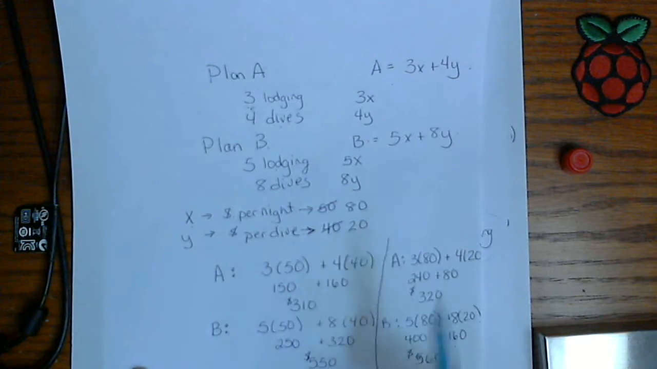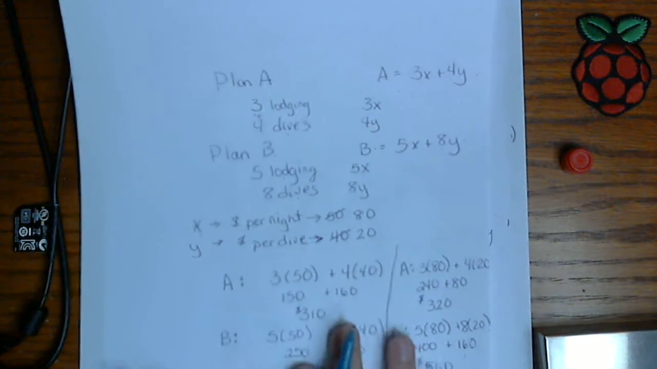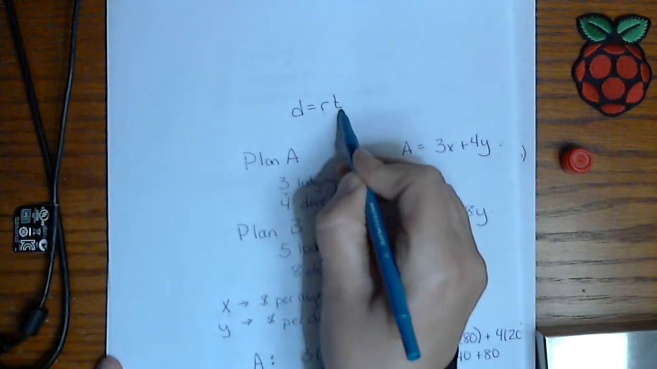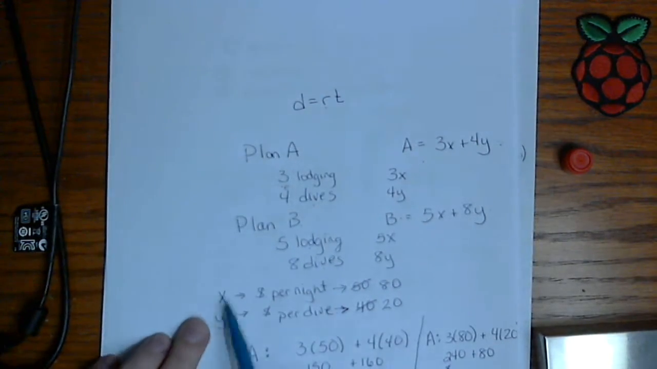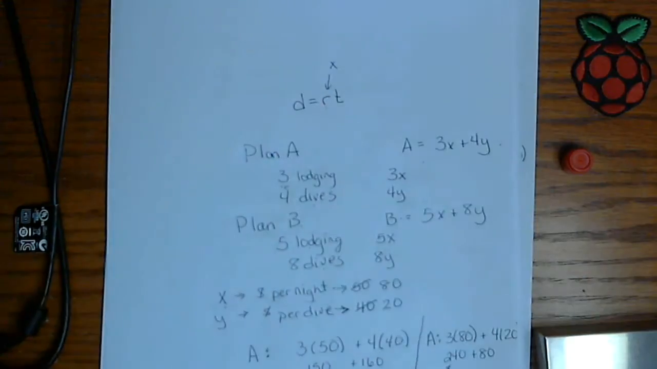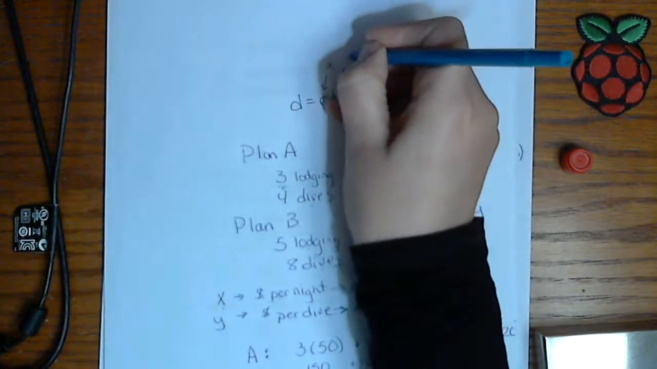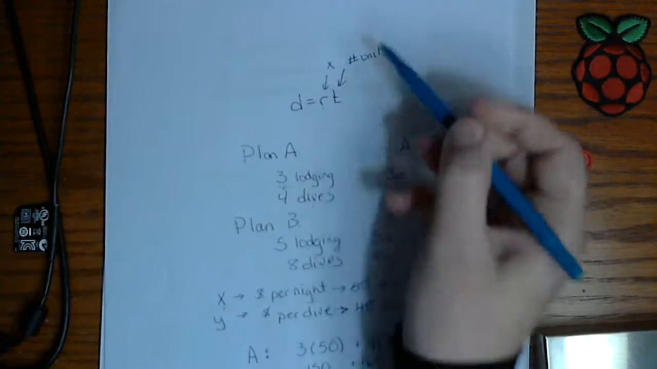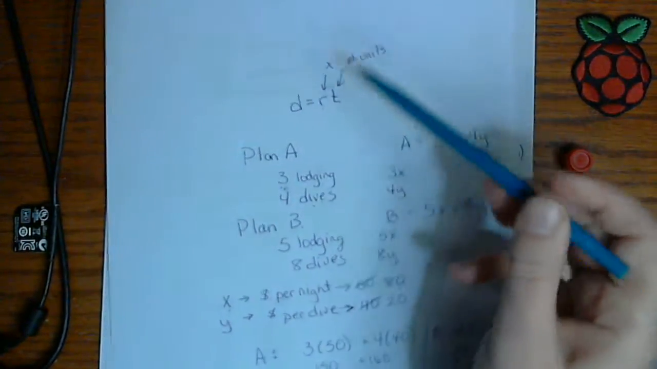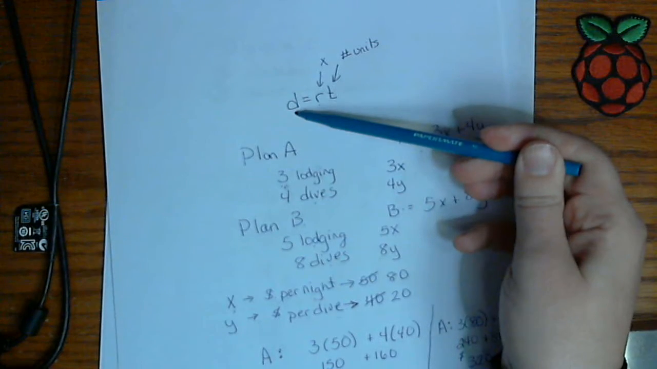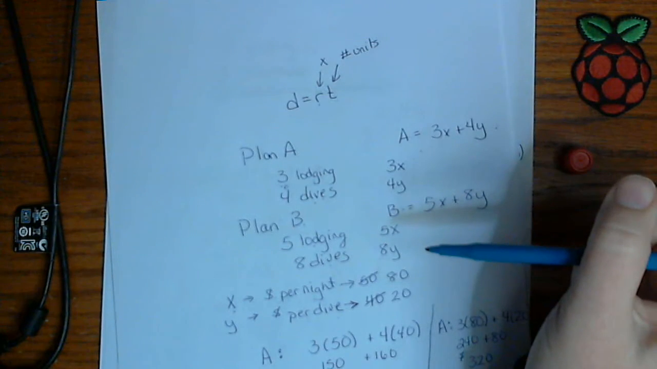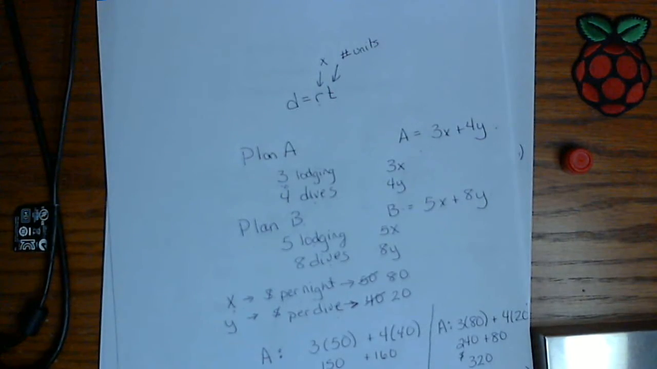Okay? So it's very similar to rate times time equals distance. Some people like to call it DIRT. Rate times time equals distance. In this case, our x was the rate. Sorry about the phone. And our time was the number of units purchased. In this case, the number of nights or the number of dives. And that will give us the total work or the total distance or the total amount of money that we're going to get charged for that part of the bill. Okay? I hope that helps. We'll try another one in a minute.